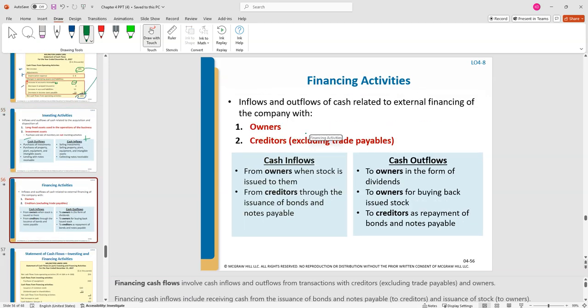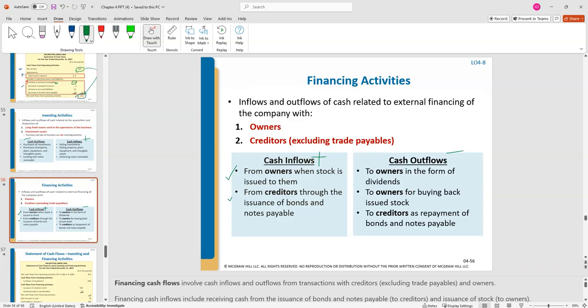Financing activities in distinction, we have our inflows and we have our outflows related to generally our own company. How do we finance our business? If we want to grow and get bigger and move to a new geographic region, how do we finance that? Maybe we issue stock, maybe we issue bonds. So this is related to the inflows. If you issue stock, you sell stock, you get cash. If you issue bonds, if you issue a note payable, you issue it, you get cash. That would be the inflows.